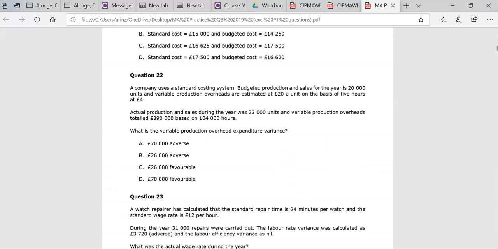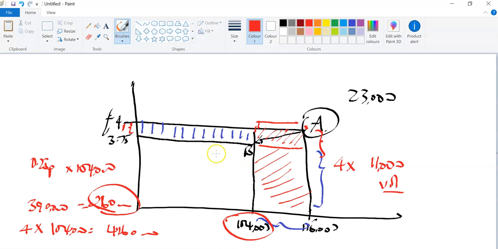So taking you there, £26,000 favorable. Right. I believe that's the answer. I haven't checked the answer, but I believe the answer is 26,000 favorable, because you spent less than you should have. I mean, it's quite evident. You spent less than you should have. You used fewer hours than you should have. So it's favorable. Cool. Great. I hope that's helpful.